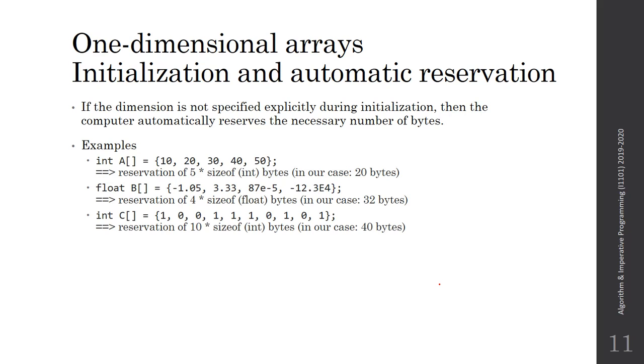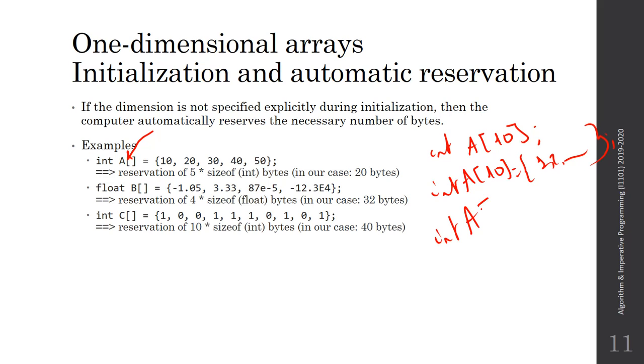And as I have told you, if I don't place the size of the array here, it's not a big problem, because in C there's something called automatic reservation. So I can either, for example, declare an integer array of 10 elements and not initialize the elements. I can also declare 10 elements and initialize some of them, or I can declare an array without the size, and initialize the elements. So automatically the compiler will reserve, for example, here 4 elements.